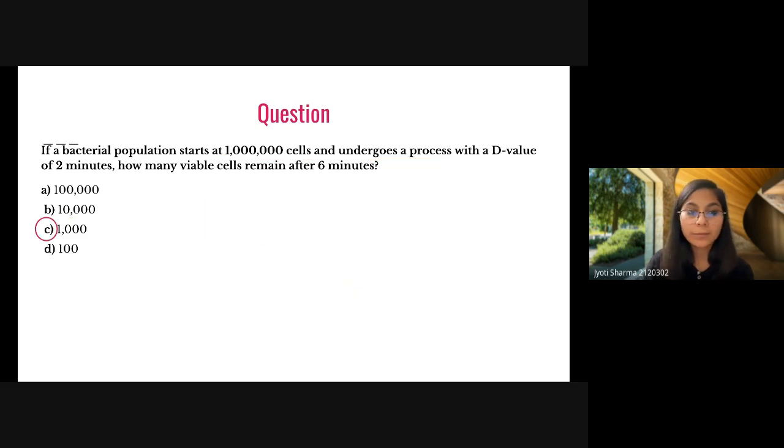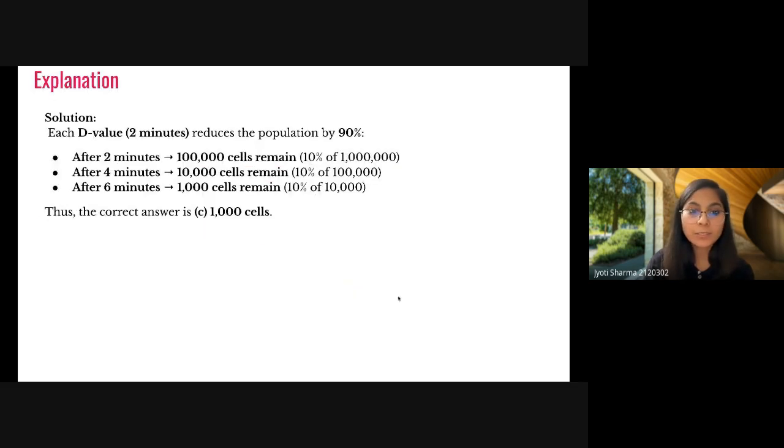So the answer is 1000. And just see here, if 90% of the bacterial cells have been reduced, we will have just 10%. So in either way we can calculate. So 10% of this 10 billion, then 10% of this 1 billion, and 10% of 10,000. So this is how also you can calculate.